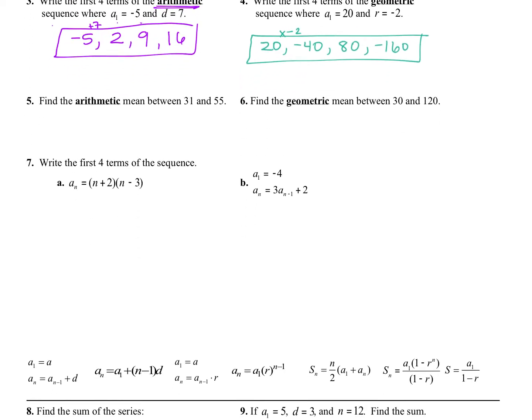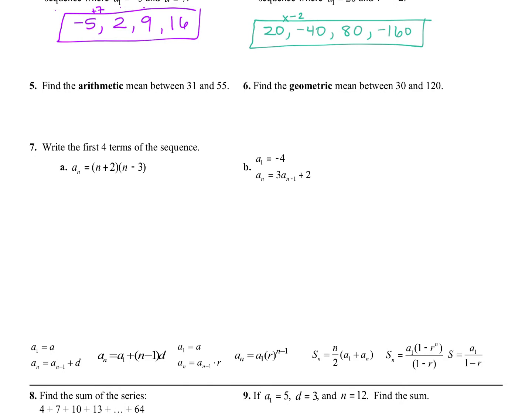All right, arithmetic mean versus geometric mean. What's the difference? What do you do for an arithmetic mean? Add and divide, right? So you're going to go 31 plus 55 and divide by 2, because you have 2 numbers there. So that would be 43.